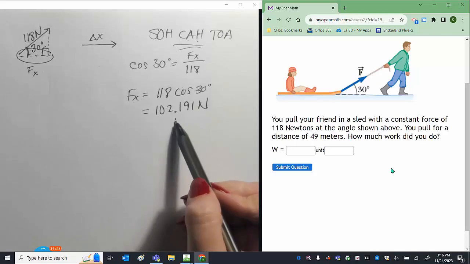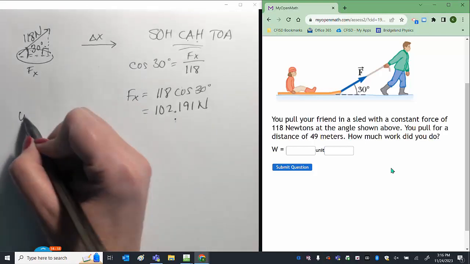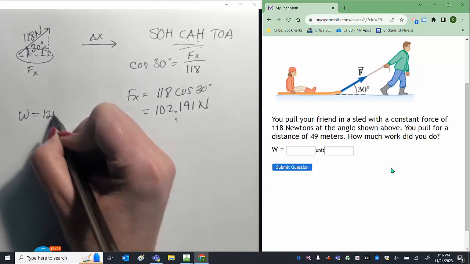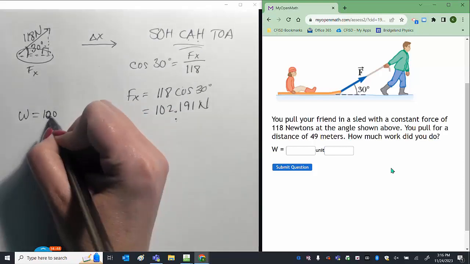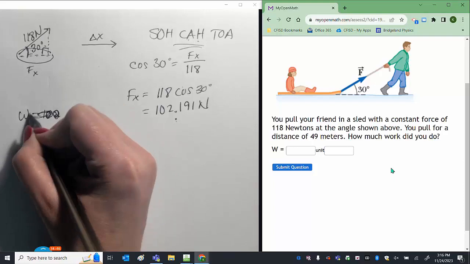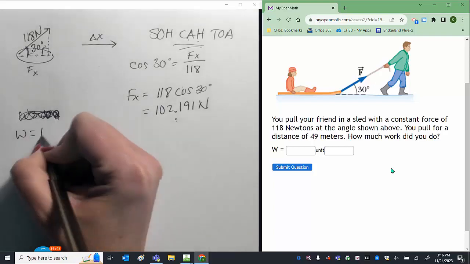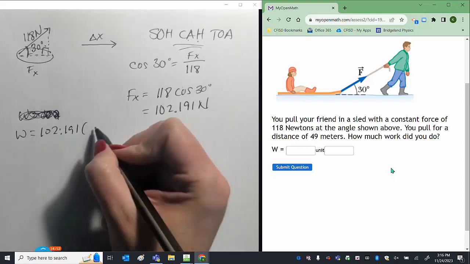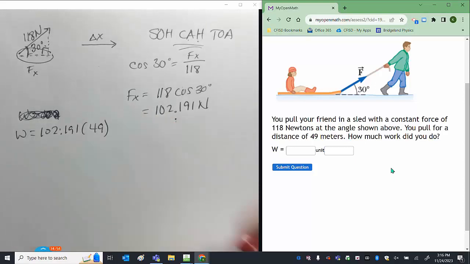And so this is the only component that is parallel to the displacement. The displacement, again, is 49 meters. That's in the question. This is the component of the force that I get to use. If I want to solve for the work, I get to use that component of force, 102.191, times the displacement 49.